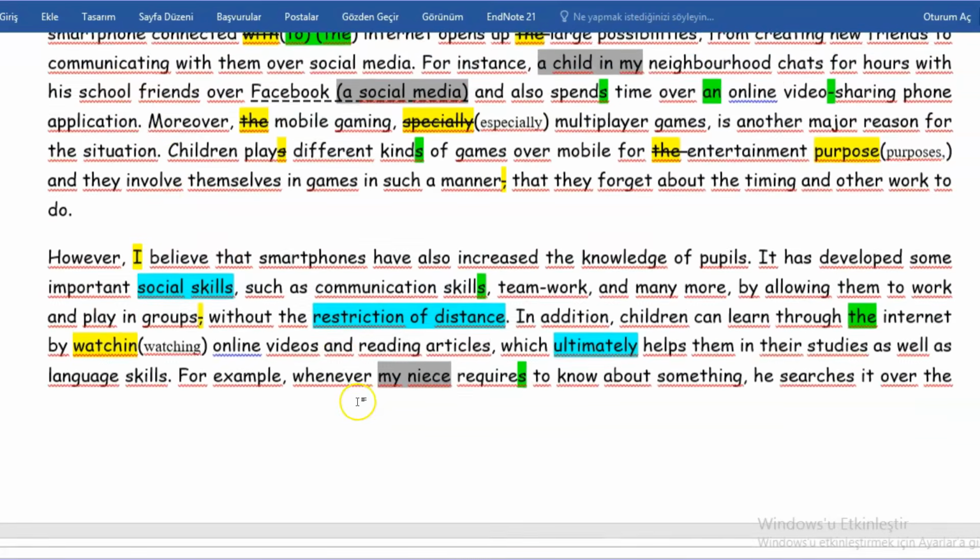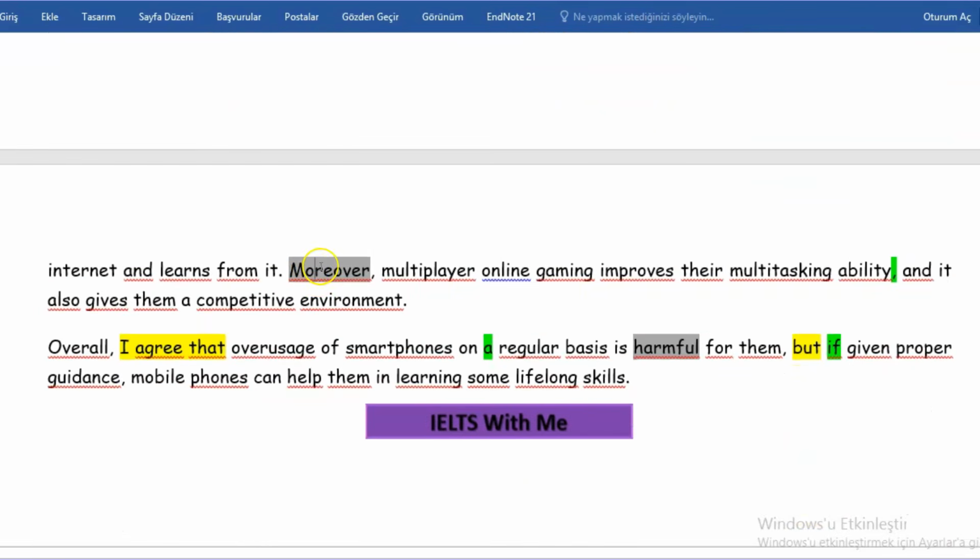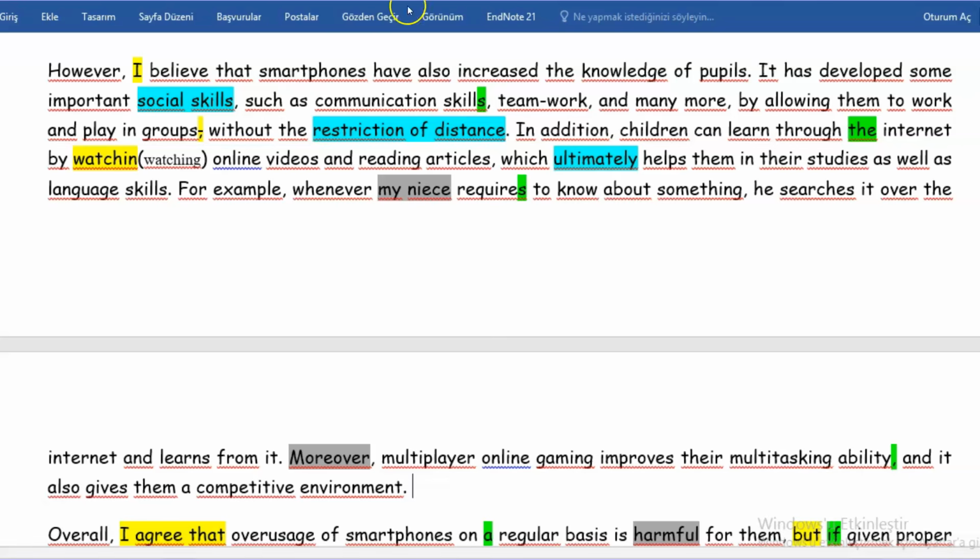Moreover, addition, please avoid from the repetition of this, cohesive devices. Additionally, furthermore, a multiplayer online gaming improve their multitasking ability, and it also give them a competitive environment.